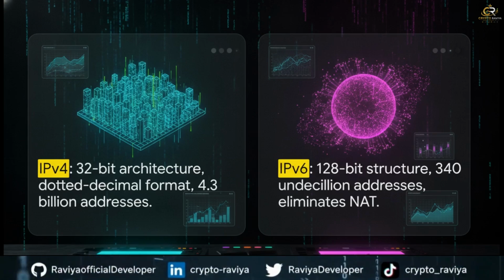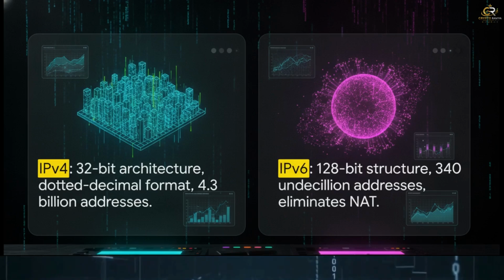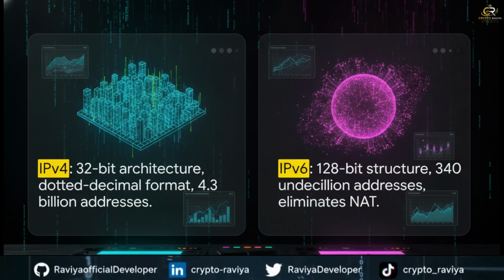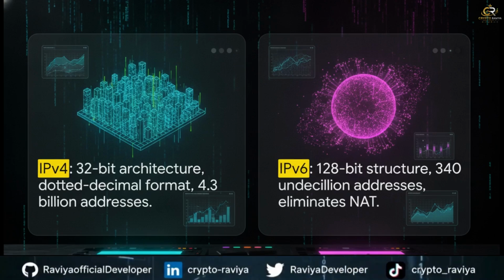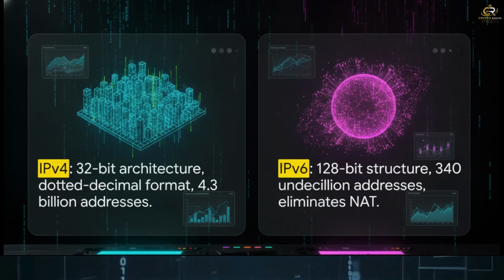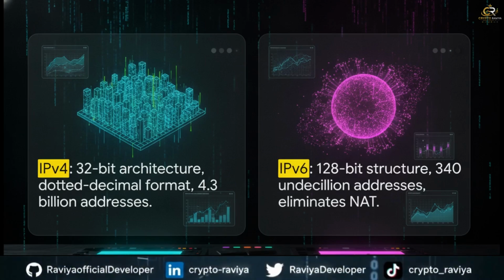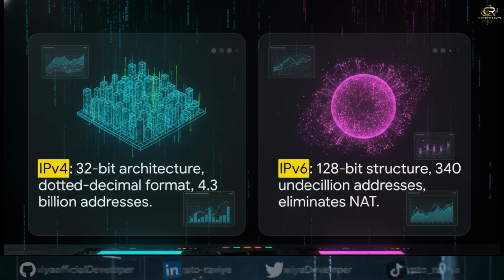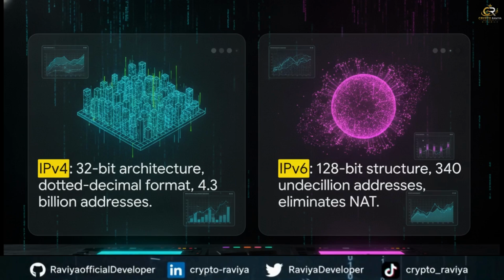For decades, we've relied on IPv4. It uses a 32-bit architecture, looks like that super familiar 192.168.1.1, and tops out at around 4.3 billion addresses. But guess what? We ran out of room. Enter IPv6. It introduces a massive 128-bit hexadecimal structure, offering 340 undecillion addresses. That's a 340 with 36 zeros after it.